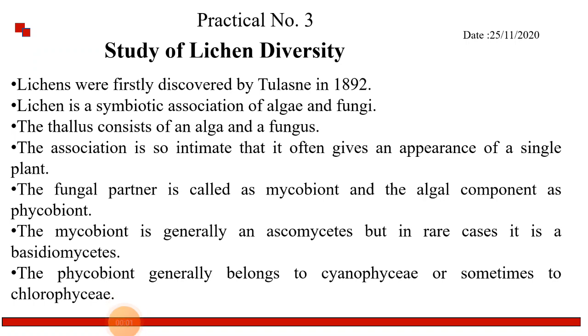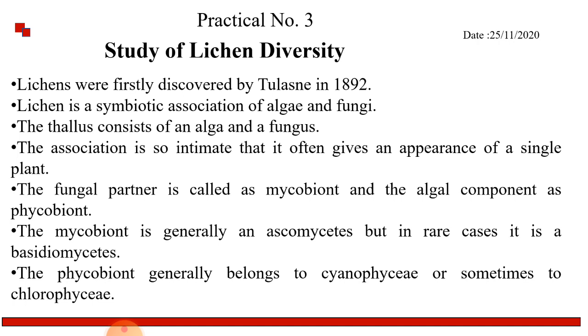We see another practical, that is the study of lichen diversity. Lichens were first discovered by Tulasne in 1892. It is a symbiotic association of algae and fungi. That is, both the partners benefit from each other and they are not harmful to each other. The thallus consists of an alga and a fungus.